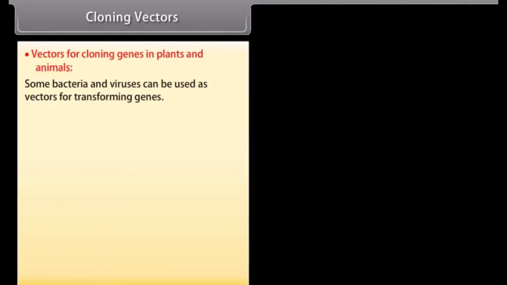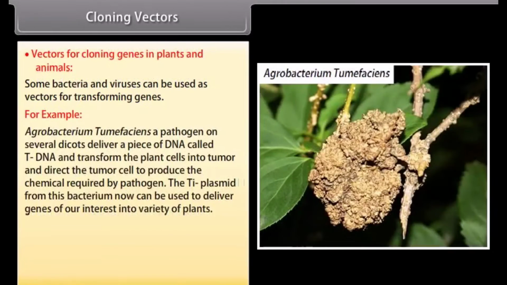Vectors for cloning genes in plants and animals. Some bacteria and viruses can be used as vectors for transforming genes. For example, Agrobacterium tumefaciens, a pathogen on several dicots, delivers a piece of DNA called T-DNA and transforms the plant cells into tumor cells and directs the tumor cells to produce the chemicals required by the pathogen.